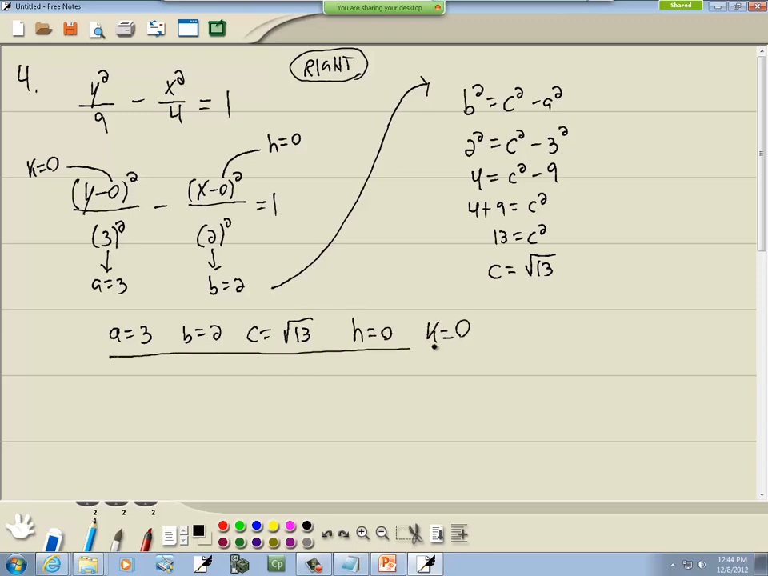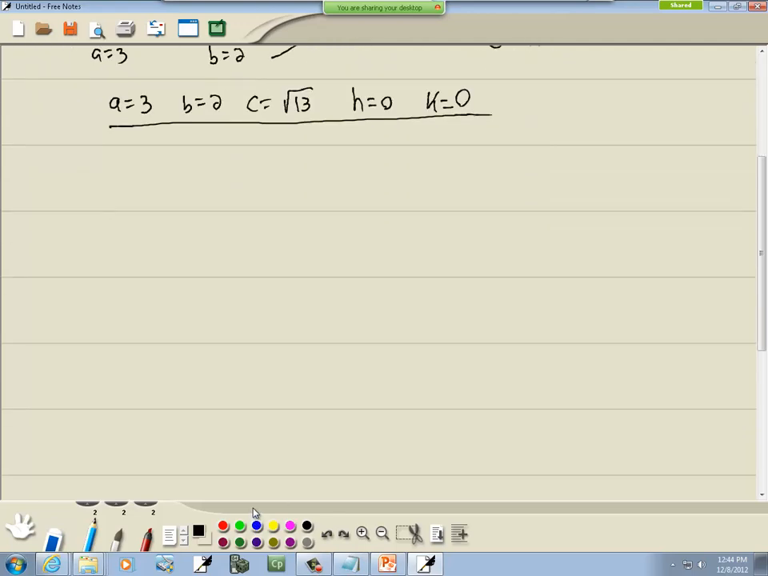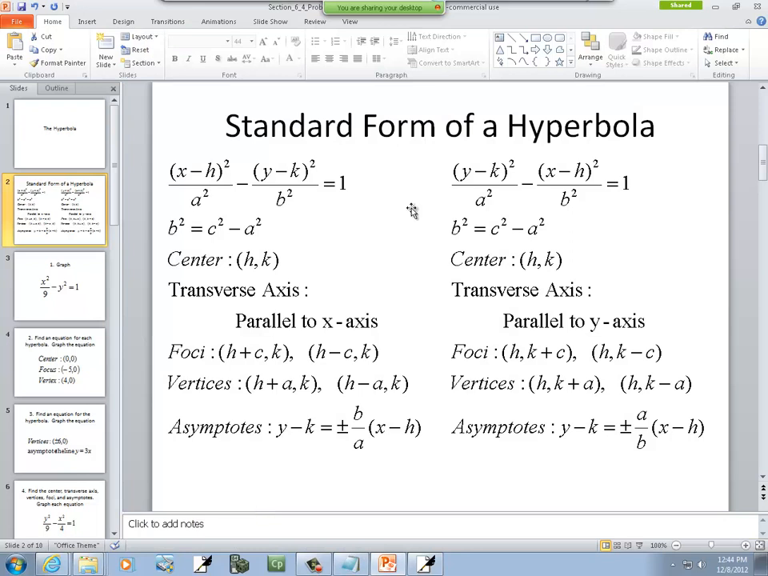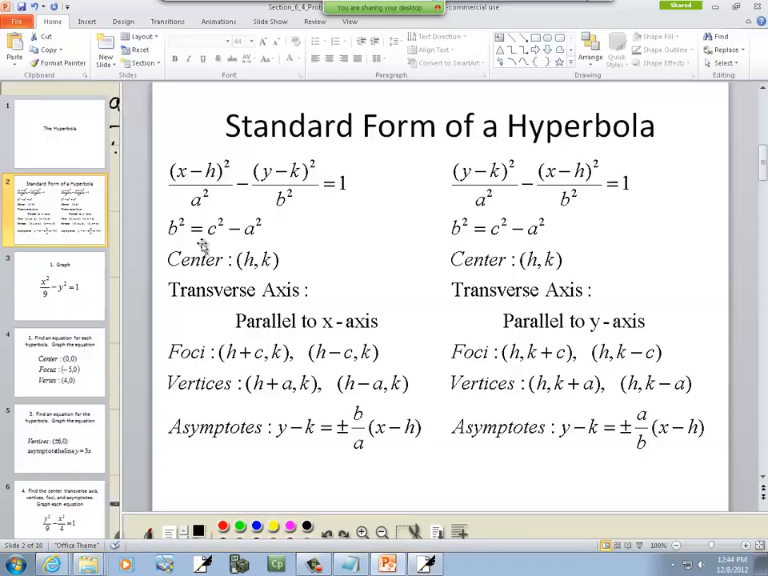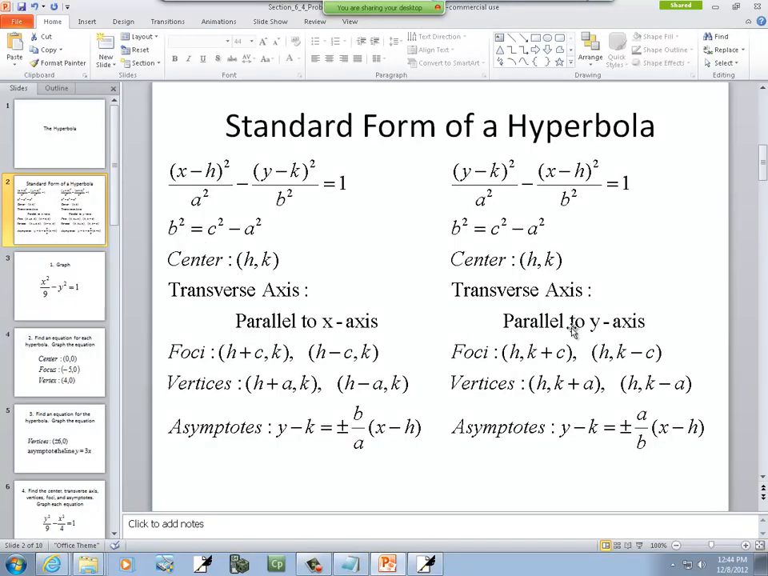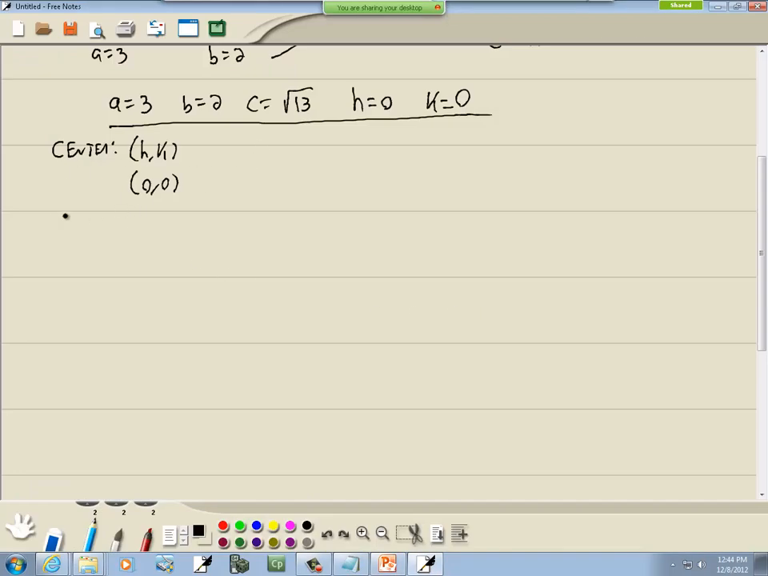Okay, so let's find our various pieces of information. Keep in mind the formula we want is the one on the right side. So our center is HK, which would be 0, 0. Now our transverse axis, parallel to the y-axis.